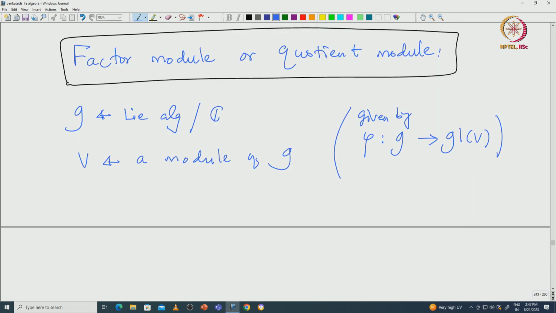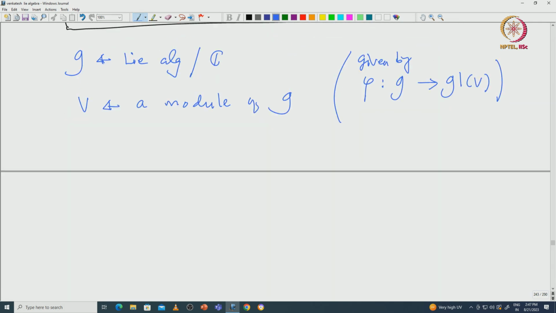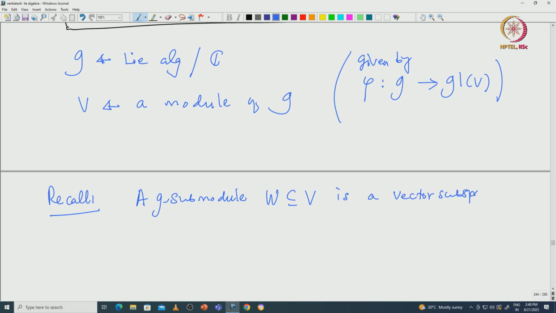Now we have already seen what is a submodule of V. Let us recall that. Recall a G submodule W of V is a vector subspace of V such that when you restrict the action of G on W, then W must be invariant under that action.